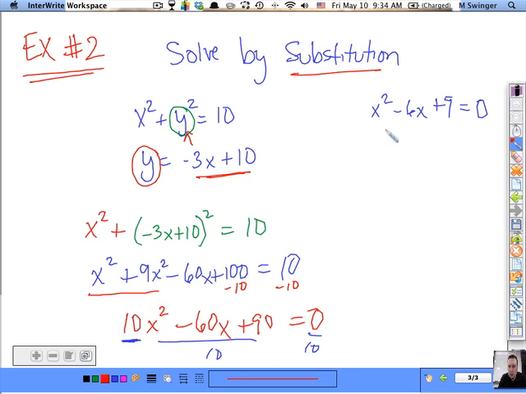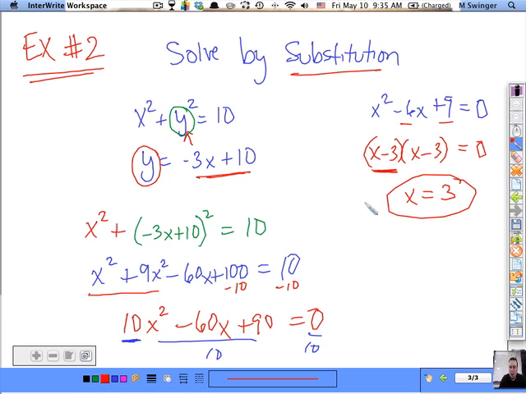Alright, now if this can factor, do it. Luckily in this case it does. Factors of 9 that add up to negative 6. Let's see, minus 3 and minus 3, so x minus 3 squared equals 0, which means x equals, use the zero product property, so x equals 3 or 3, which is the same answer. So x equals 3.